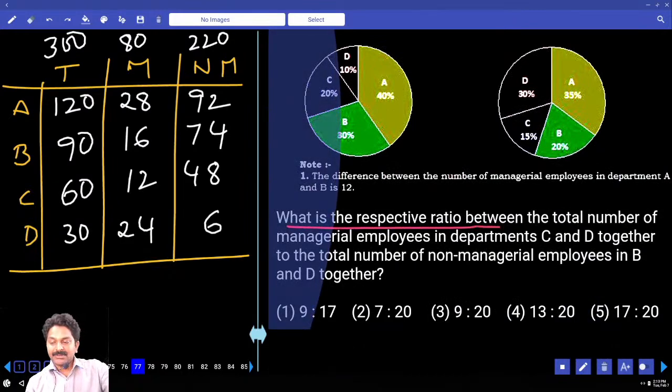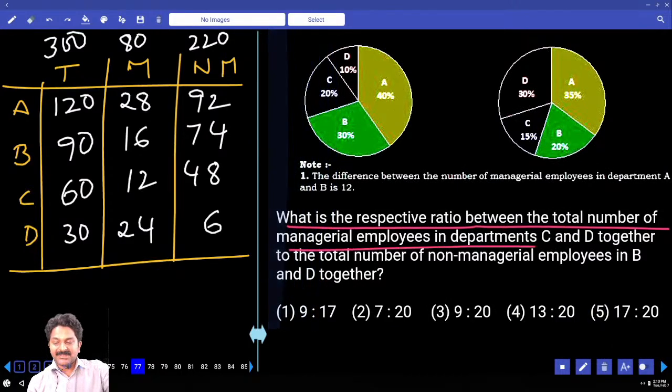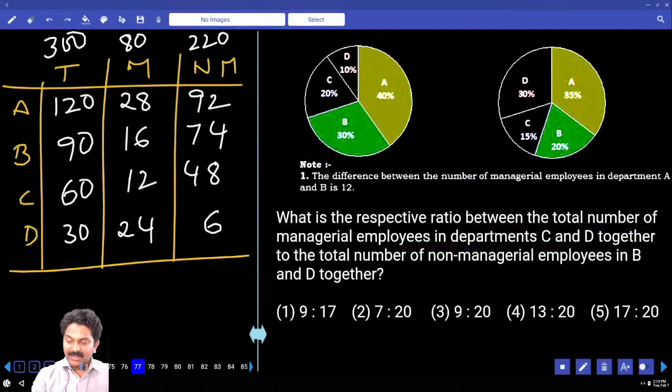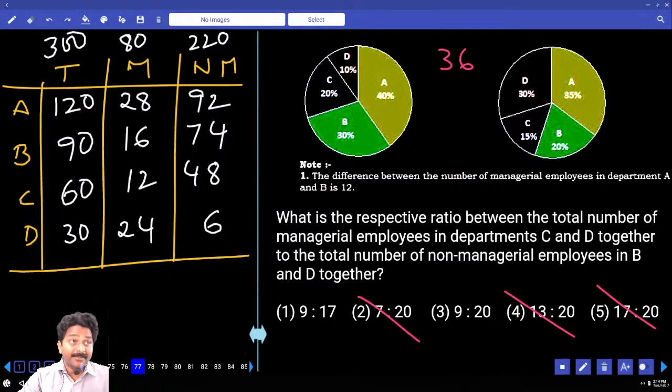What is the respective ratio between the total number of managerial employees in C and D together? Managers from C and D together: 36. We were asked to calculate the ratio. Second, fourth, fifth are eliminated because they are not factors. The first number must be a factor of 36. If 4 can be eliminated, you don't have to find the second value. Two options are left, so we have to calculate.